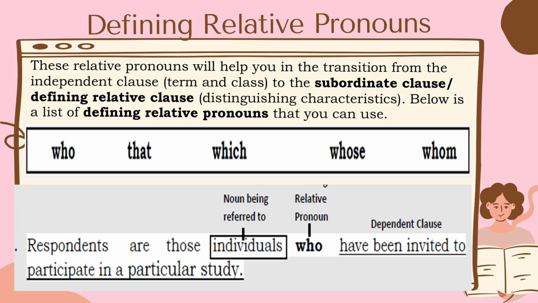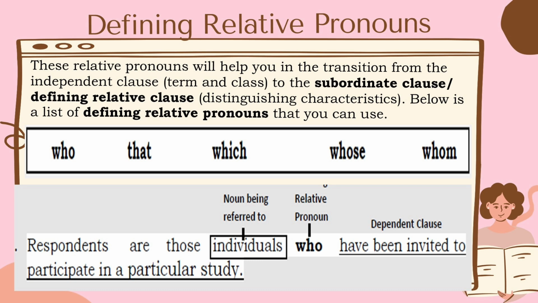A defining relative clause usually comes immediately after the noun it describes. So take a look at the example that we have. The relative pronoun is in boldface, which is the relative pronoun who. And the person or thing being referred to is boxed, which is the individuals. As we can see, we have the individuals as the noun being referred to by the relative pronoun who, and the dependent clause have been invited to participate in a particular study.